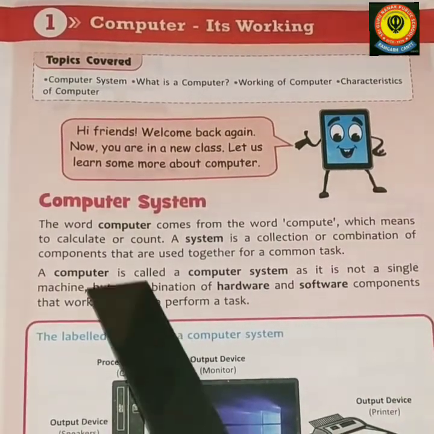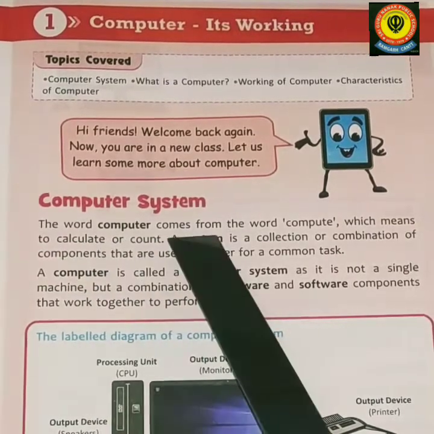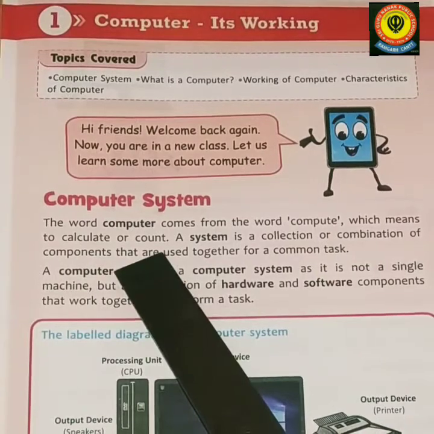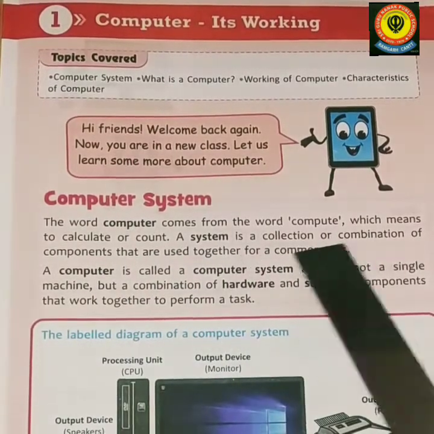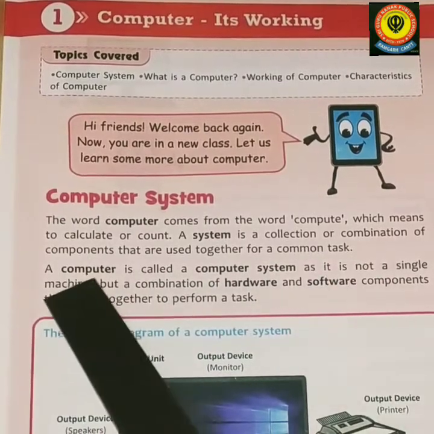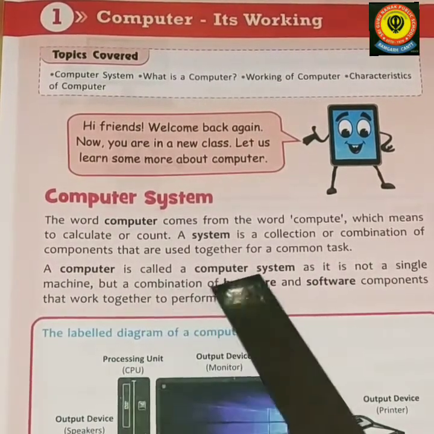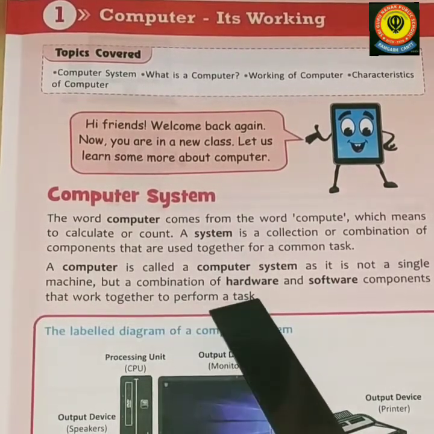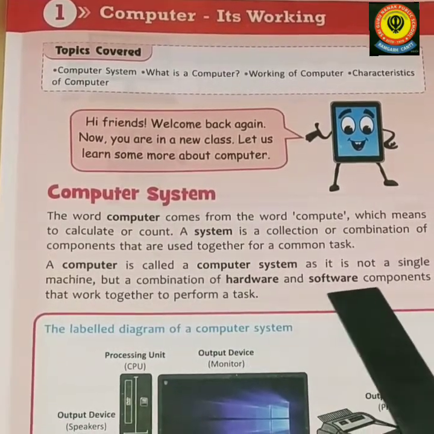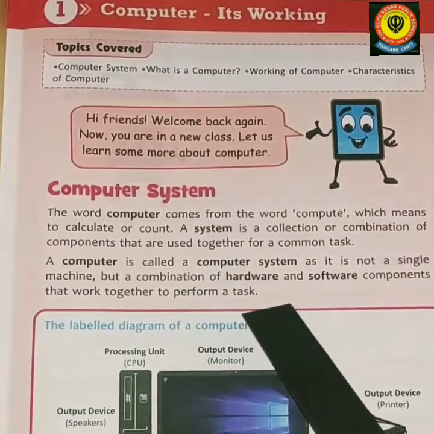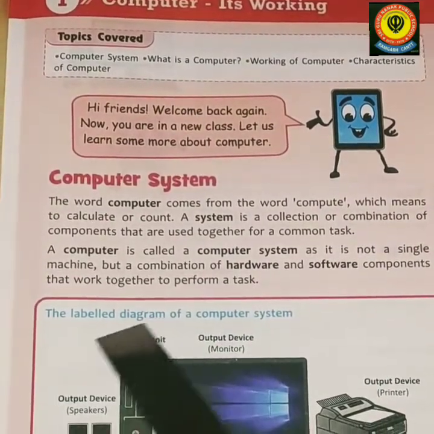In your book, the word computer comes from the word compute, which means to calculate or to count. A system is a collection or combination of components that are used together for a common task. A computer is also called a computer system, as it is not a single machine but a combination of hardware and software components that work together to perform a task.